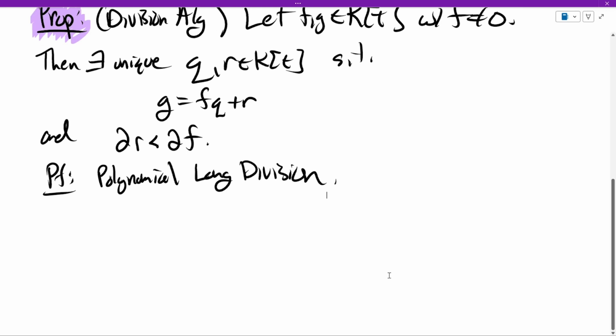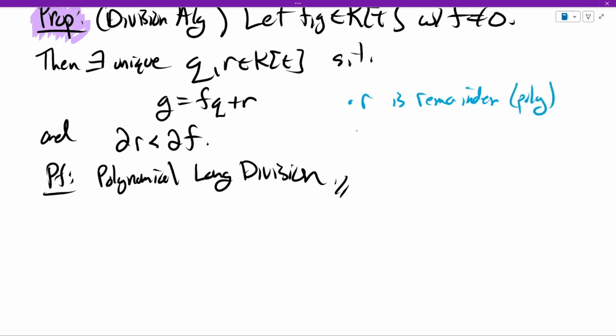All right. And the R and Q here are referred to as the remainder, and it's a polynomial. Let me just specify it's a polynomial. And Q is the quotient. And it's also, again, a polynomial. Okay, so we have access to the division algorithm in this ring. That's what that is saying.